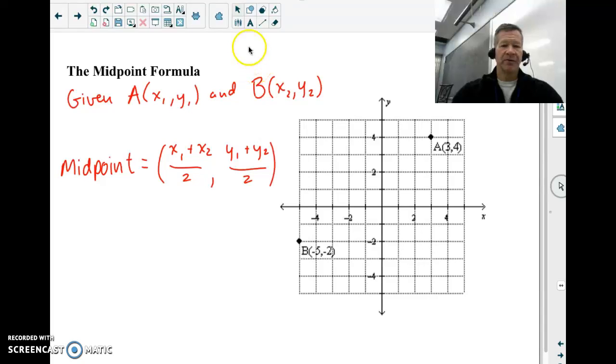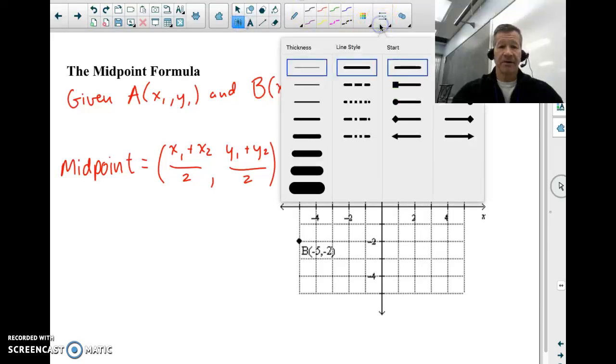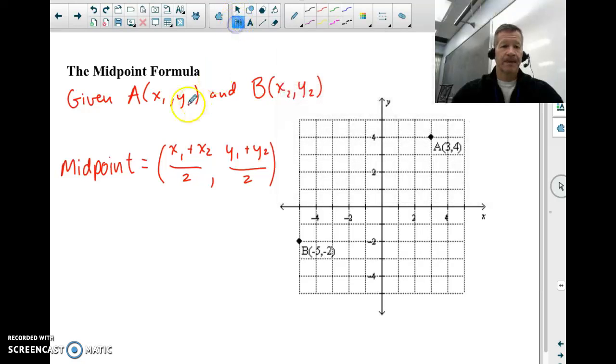Example 3, midpoint formula. Okay, first thing we're going to do is tell you what the midpoint formula is. The midpoint formula says that if we're given 2 points, point A with coordinates x1, y1, and point B with coordinates x2, y2, all I have to do to find the midpoint is to find the average of those coordinates. So to find the average of the x's, I simply add them and divide by 2. To find the average of the y values, I simply add those and divide by 2.